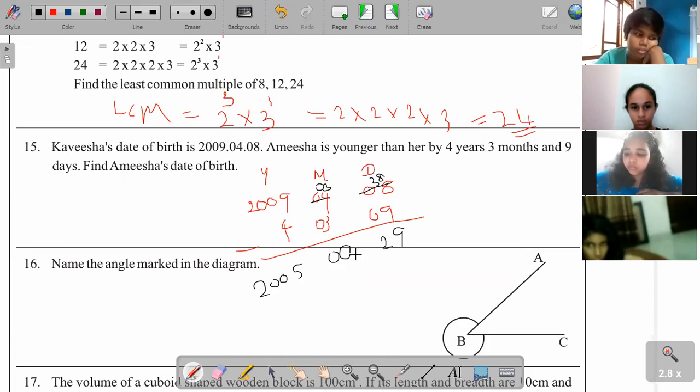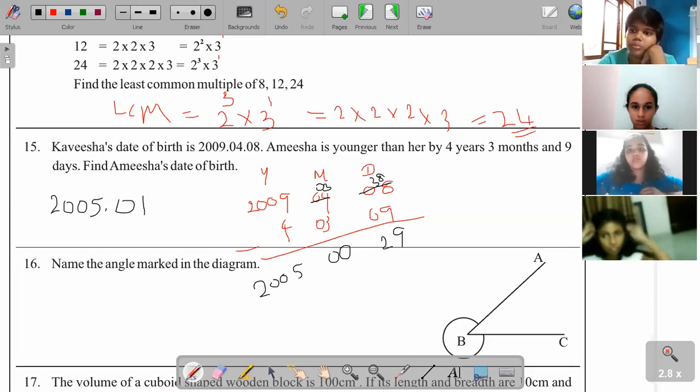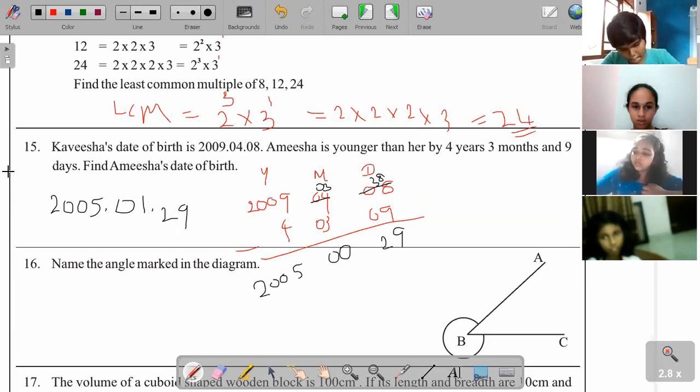0 means what? Which month? January, no? So how can we write this? The date of birth of Amisha: 2005. 0 months means the first month, January. 29. That's the date of birth of Amisha.